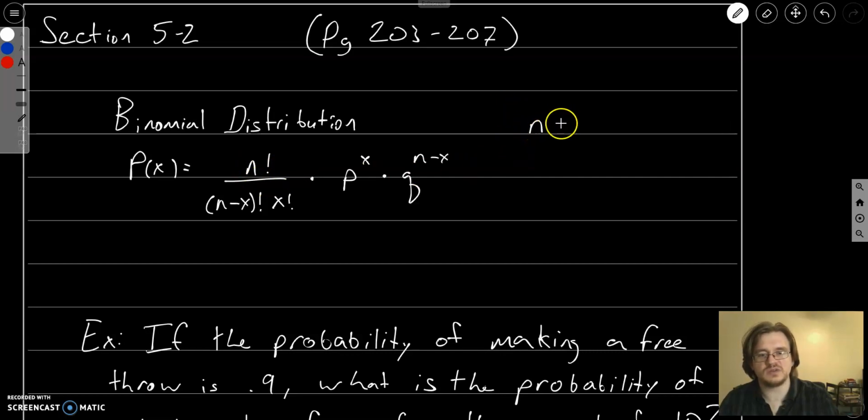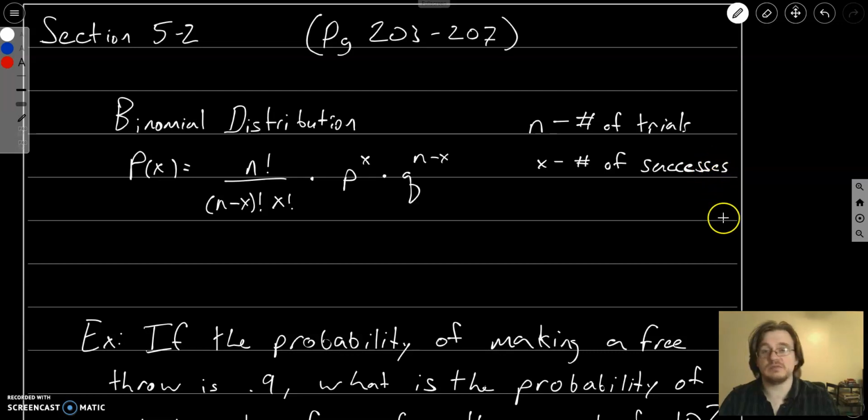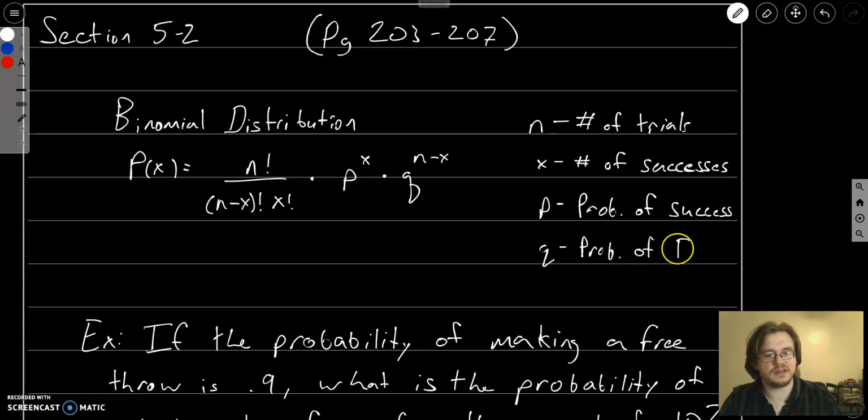So we're going to repeat a trial n times. So n is the number of trials, and in this formula, x is going to represent the number of successes, whatever we deem to be a success versus a failure. P is then the probability of success in any one trial, and Q is the opposite, the complement. This will be the probability of failure.